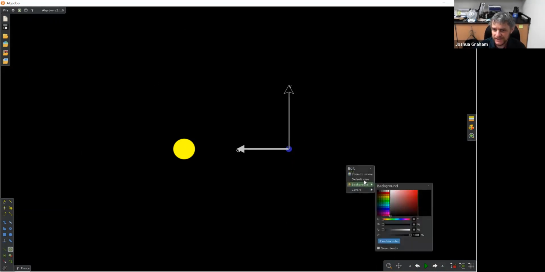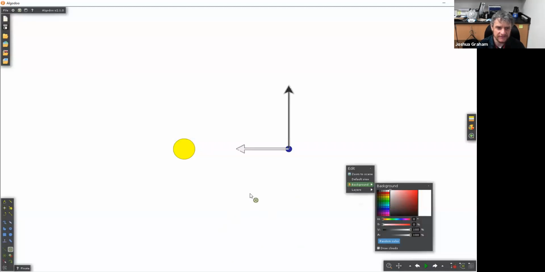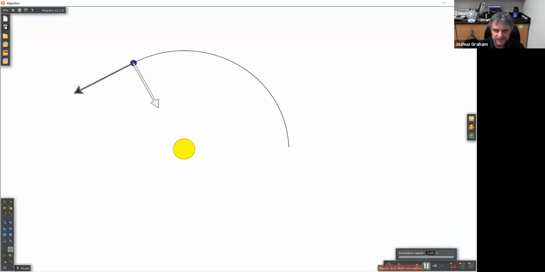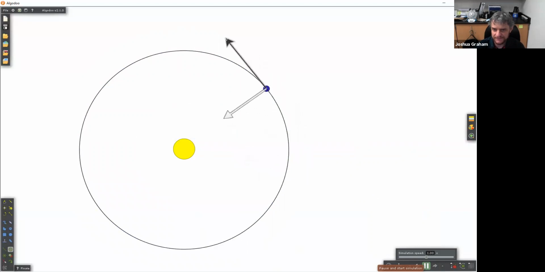Now to start analyzing this, I'm going to put a white background on so that, am I recording? Let me make sure I'm recording real quick. Yeah, I'm recording. So we can see a little better what's going on. I've also put a tracer on the Earth so we can actually trace its motion. As you see, it makes a pretty good circle as it orbits the sun.